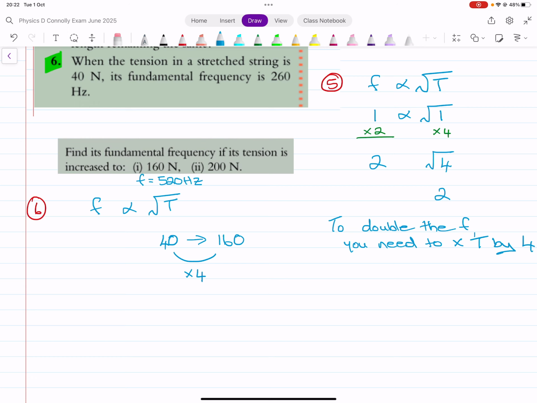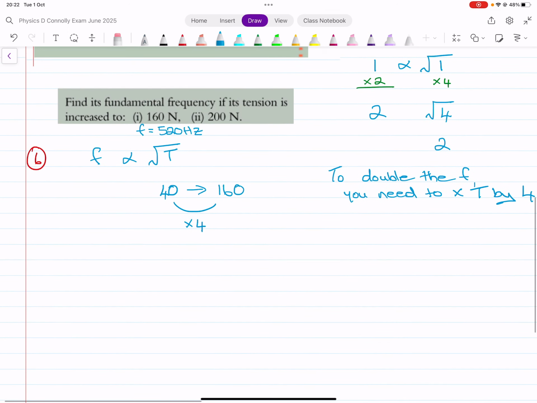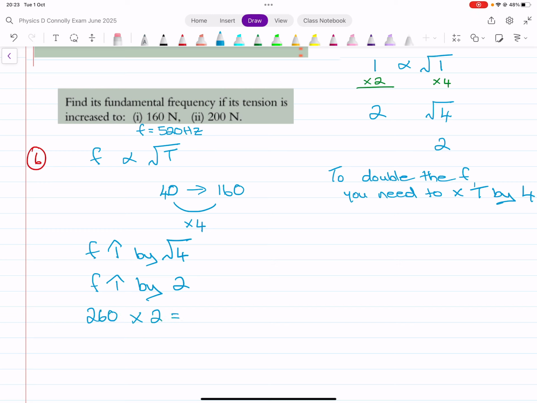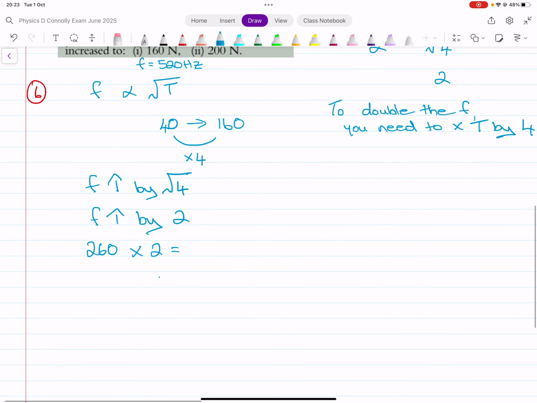So the tension goes up by a factor of 4. The frequency then increases only by the square root of 4, which means the frequency increases by 2. So we take our 260 that it started at and we double it. And that's where I got the 520. Now up to 200. If it goes from 40 up to 200, that's multiplied by 5.